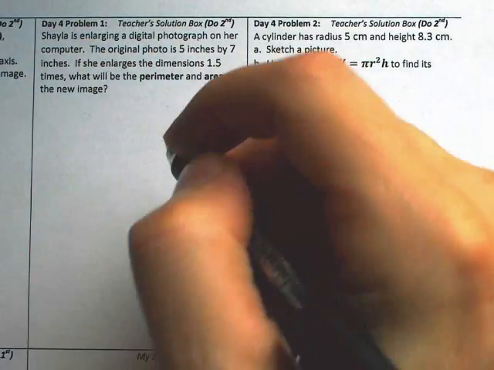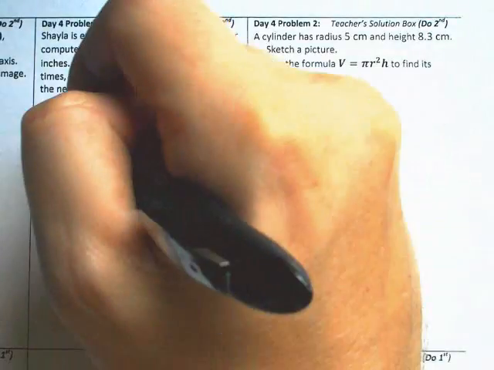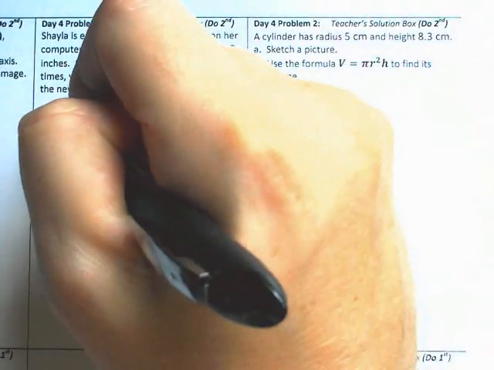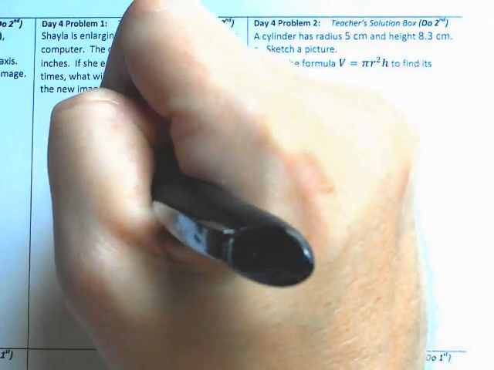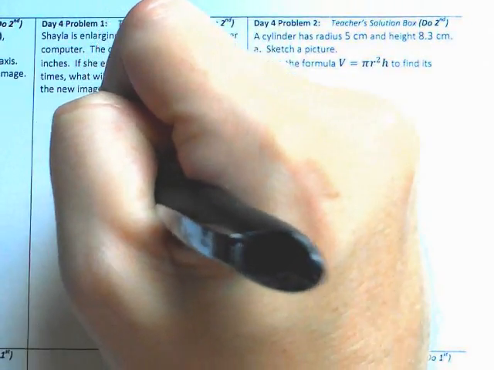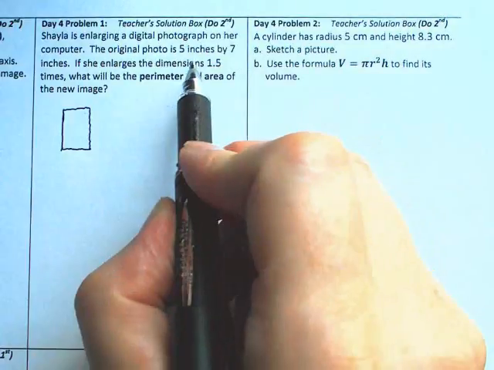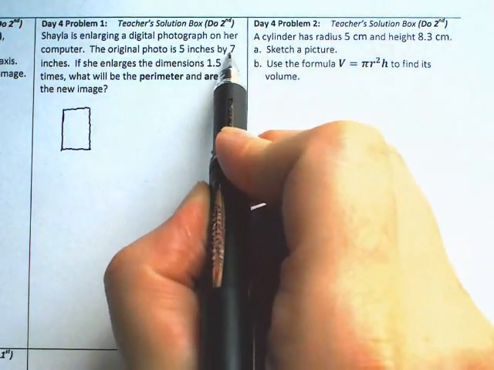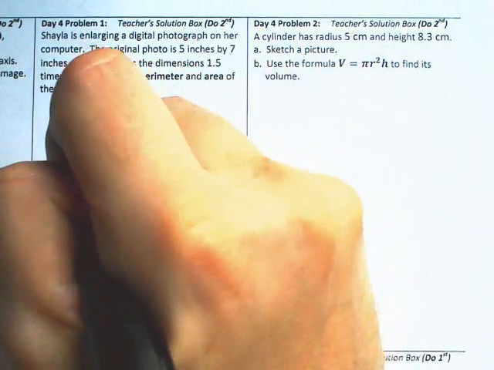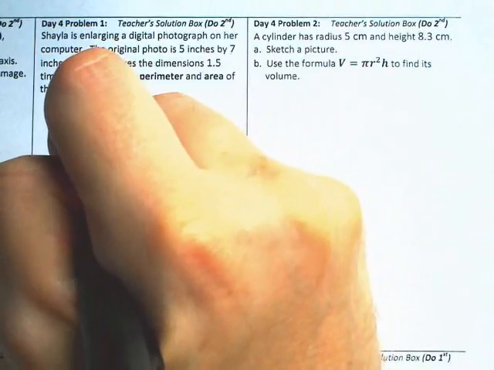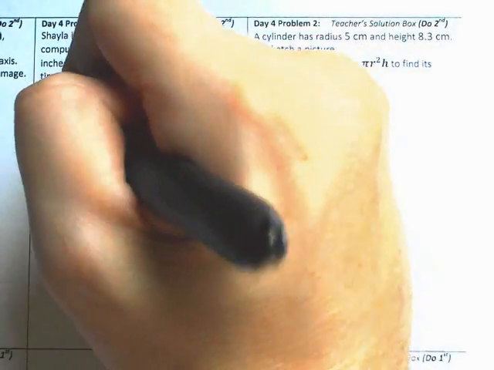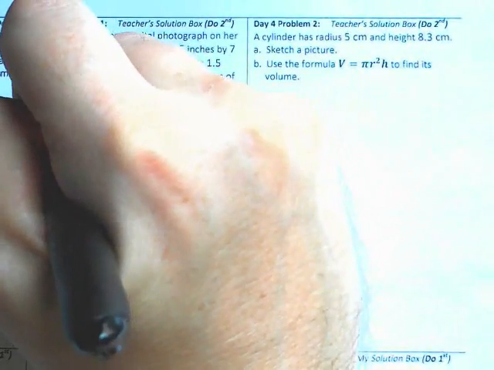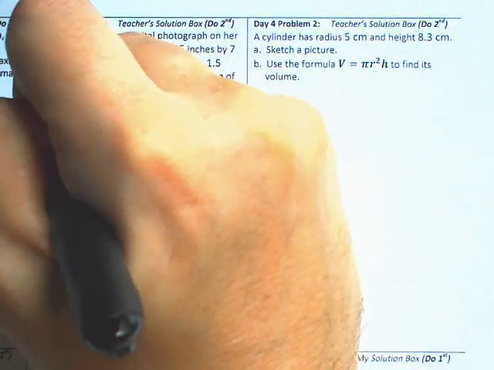So in this question, it sounds like we have a photograph that is shaped like a rectangle. And so here is a quick sketch of this original photograph. And we are told that it is 5 inches wide and 7 inches high. So this dimension is 5 inches. And then vertically, this dimension is 7 inches.